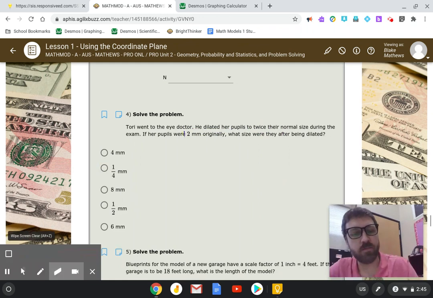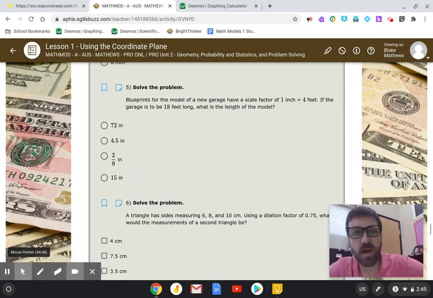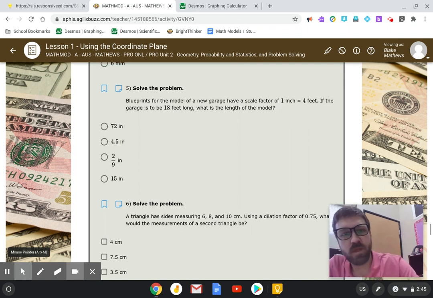All right, so that's what you're doing there. Same thing in number 5. Blueprint for the model of a new garage have a scale factor of 1 inch equals 4 feet. If the garage is to be 18 feet long, what is the length of the model? In other words, what number of inches times 4 will give me 18?